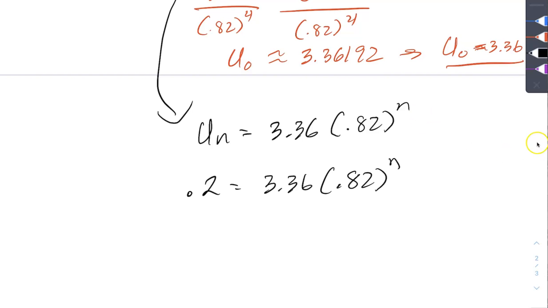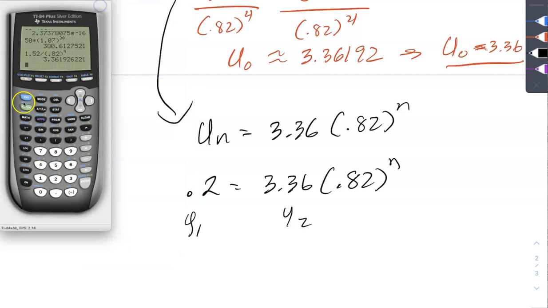And for this one, since my variable is an exponent, we're going to do y1, y2. So on our calculator, y1, let's clear off what we did last time. So 0.2, and y2 is 3.36 times 0.82 to the n, or in our case, x. Now I'm going to go zoom standard because it's a brand new graph, so I like to always reset myself first. Now in this case, it's actually really hard to see where it crosses.